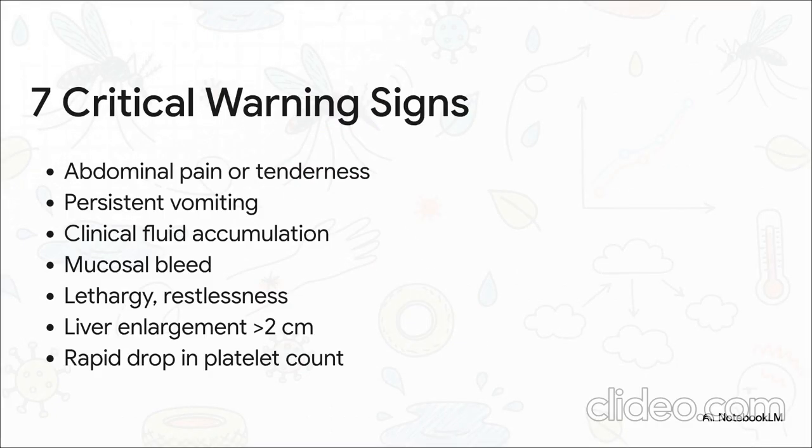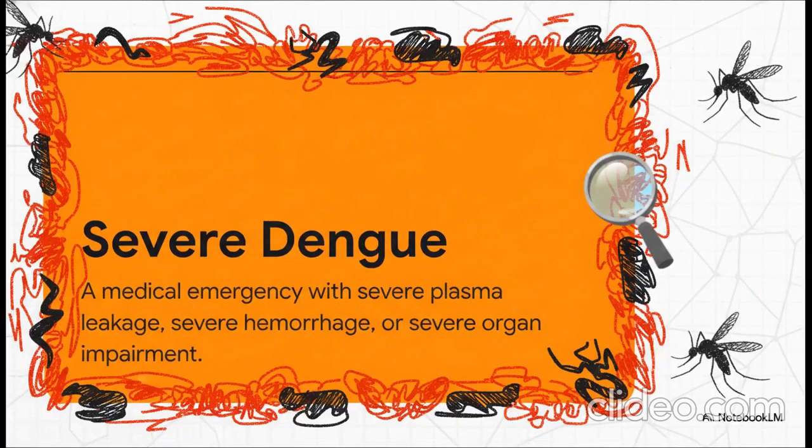These 7 warning signs are basically giant red flags. We're talking about stuff like intense stomach pain, vomiting that just doesn't stop, or any kind of bleeding, say from your gums or nose. If you see these signs, it is time to get medical help right away. They are the absolute key to stopping the disease from becoming severe. And this is exactly why those signs matter so much.